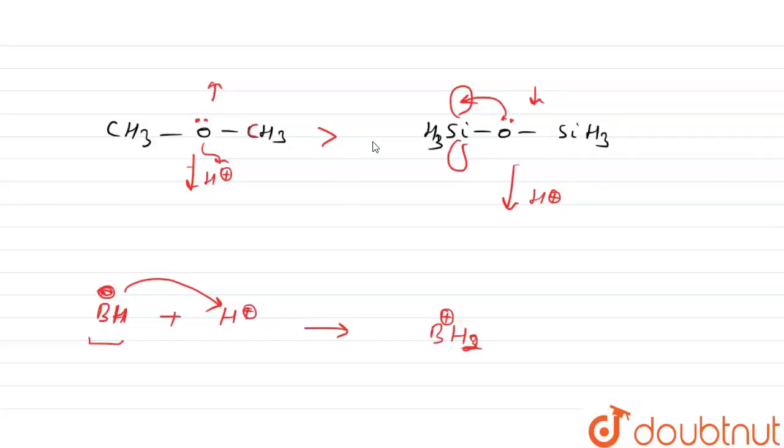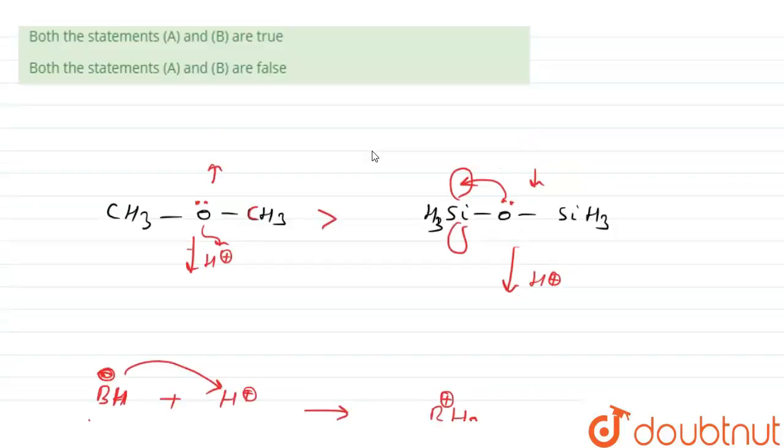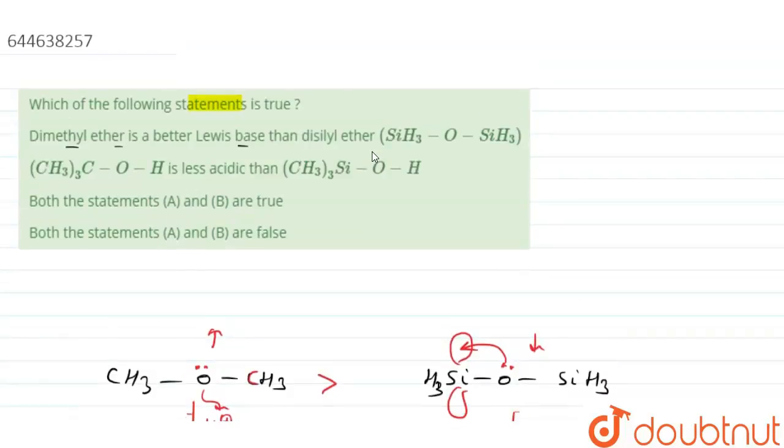Dimethyl ether has more Lewis basicity compared to disilyl ether, because in disilyl ether the lone pair is delocalized with the silicon empty orbital, so it is not available to donate to H plus. But in dimethyl ether, the lone pair is localized, so it is available to donate to H plus. That's why its basicity will be more. So the first statement is perfectly correct: dimethyl ether is a better Lewis base than disilyl ether. Now the second statement: (CH3)3COH is less acidic than (CH3)3SiOH.